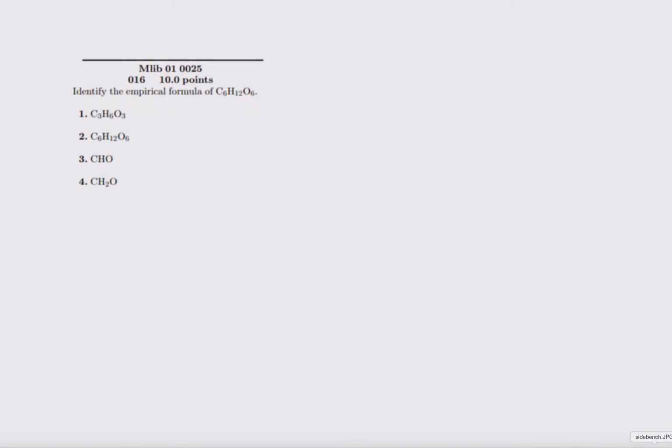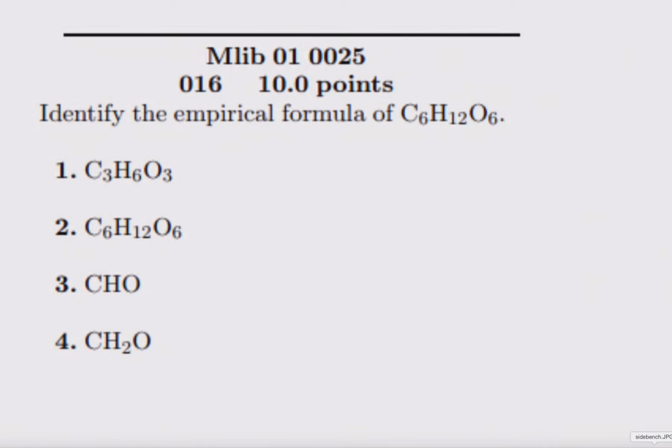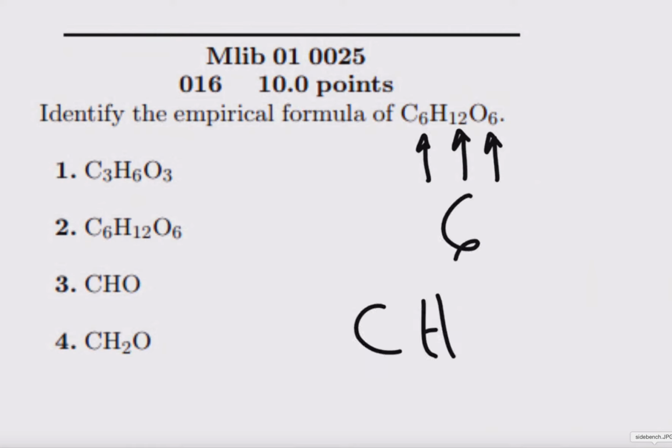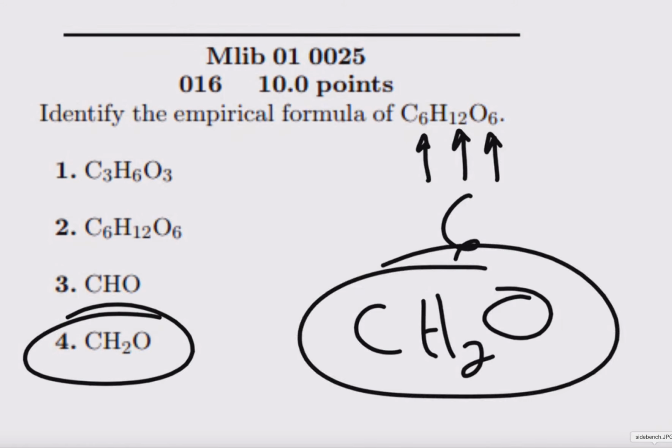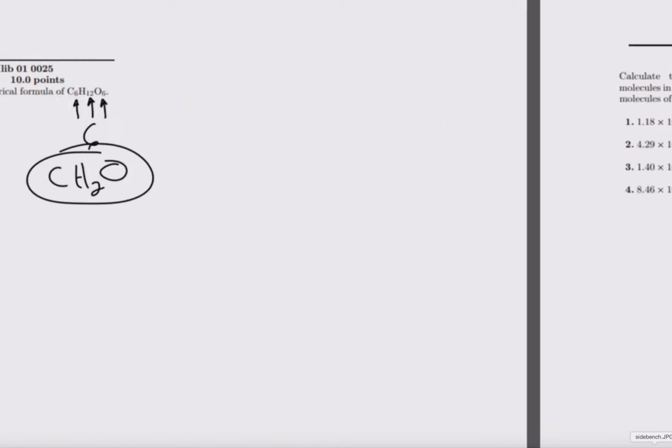What is the empirical formula of C6H12O6? Well, the empirical formula is the most simplified formula. And since all three of these numbers are divisible by 6, if we divide them by 6, we get C1H2O, which is this choice here. Again, it might be a different number on your sheet, but CH2O would be the empirical or simplest formula for C6H12O6.